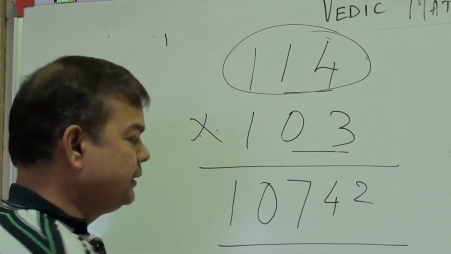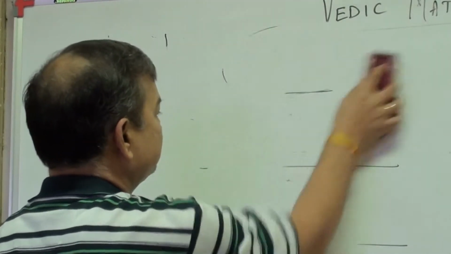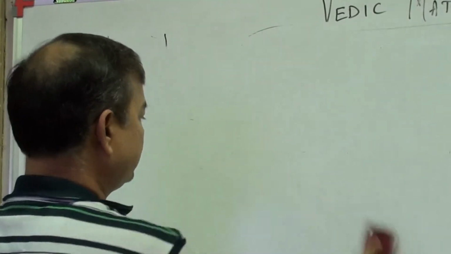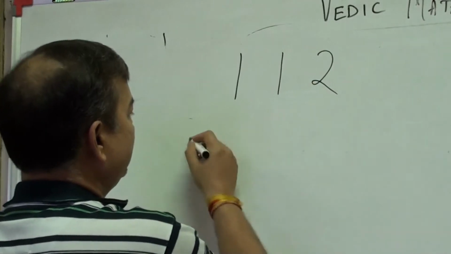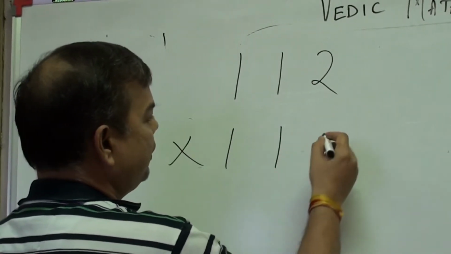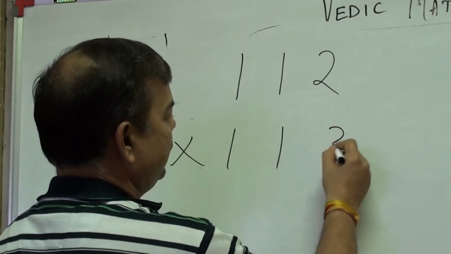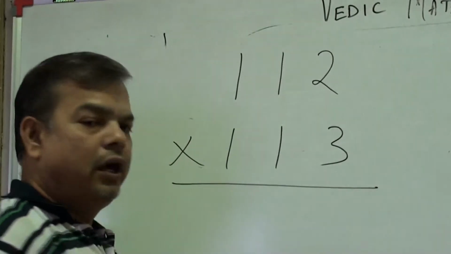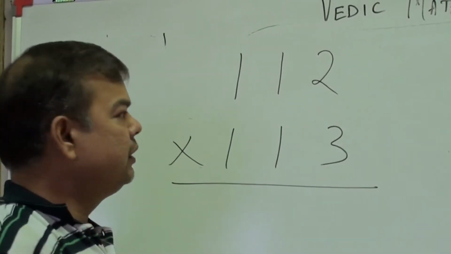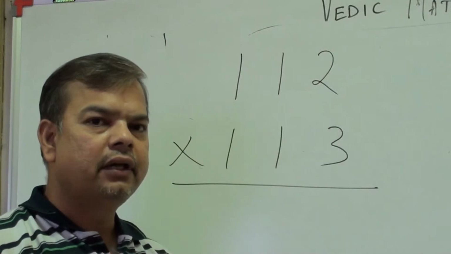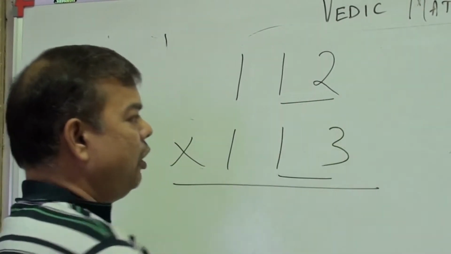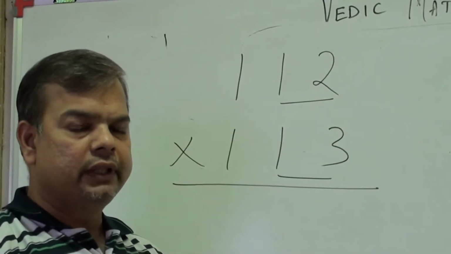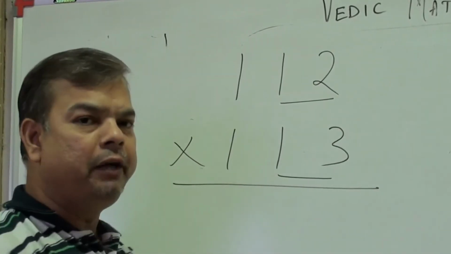Now let's take another example. 112 multiplied by 113. Now in this case, you will find these numbers are close to base 100. So you select 13 and 12. Now 12 into 13, this is what you are going to multiply.